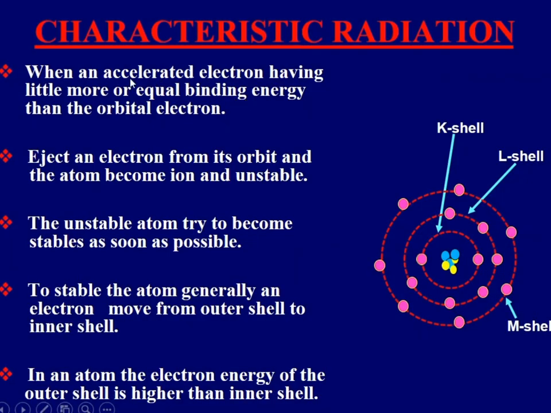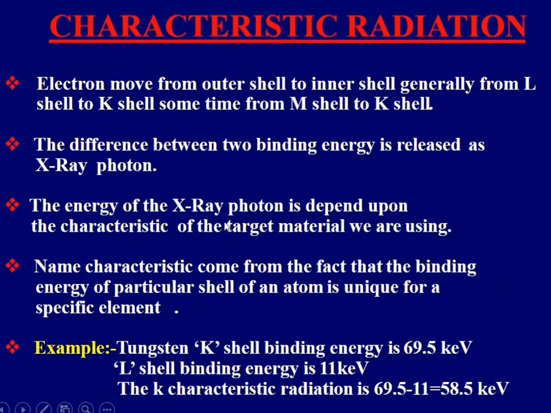Now when an accelerated electron has energy a little more than or equal to the binding energy of the orbital electron, it ejects the electron from its orbit, and the atom becomes an ion and unstable. The unstable atom tries to become stable as soon as possible. To stabilize the atom, generally an electron from an outer shell moves to the inner shell, there is a transition from a higher shell to a lower shell, and a photon is released. This photon is an X-ray photon.